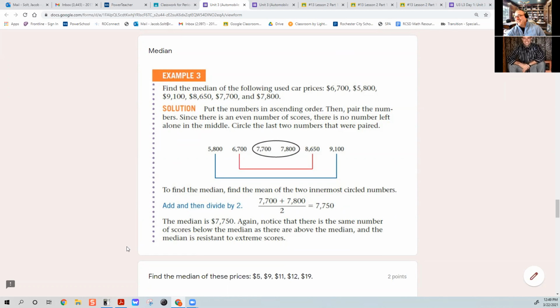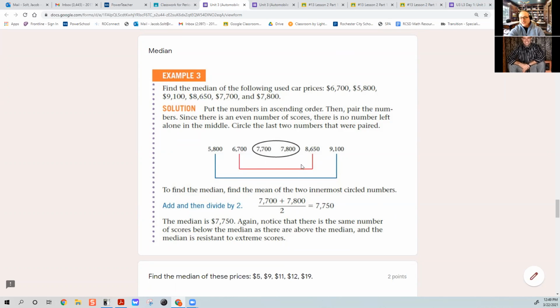Okay. So sometimes if you have an even number of numbers, you can get rid of the highest and lowest, but you're still left with 2 numbers in the middle. So here's the situation here. We got these 1, 2, 3, 4, 5, 6 numbers. When you end up with 2 numbers in the middle, you can get rid of the highest and lowest, right? They got rid of the 5,800 and the 9,100. They got rid of their next highest and lowest, which was 6,700, 8,650. They end up with 2 numbers in the middle.